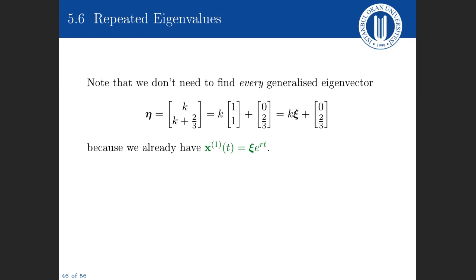Let me just repeat what I just said. We don't need to find every generalized eigenvector. We only need to find one of them. If we wanted to find every generalized eigenvector, we would start by putting a constant k in. We would have k multiplied by (1, 1), plus (0, 2 thirds), or k multiplied by the eigenvector xi plus (0, 2 thirds). But we already know the solution xi e to the power rt, so we don't need another xi e to the power rt. So we can just choose k is equal to 0. We only need to find one generalized eigenvector.